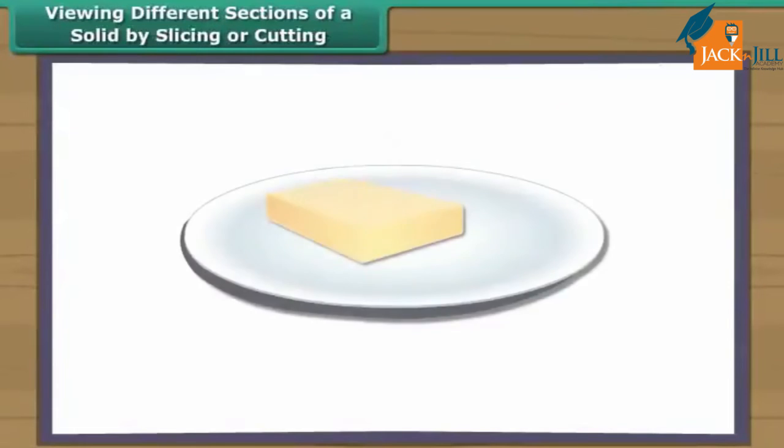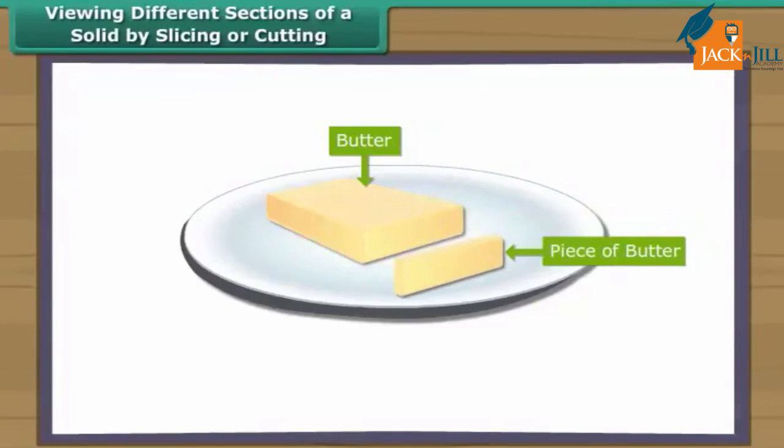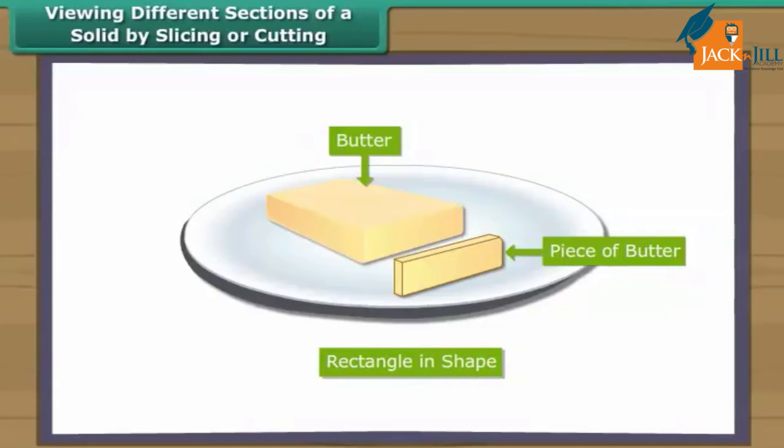Viewing different sections of a solid by slicing or cutting. Now we are going to play a slicing game. We have a piece of butter which is cuboid in shape. Here we slice the piece of butter. Each face of the piece is nearly rectangle in shape, and this face is called the cross-section of the butter piece. So, students, do you like the game?